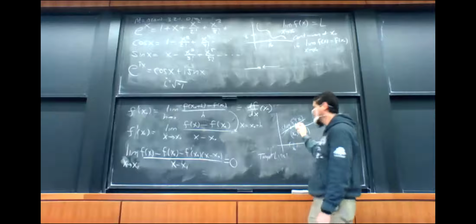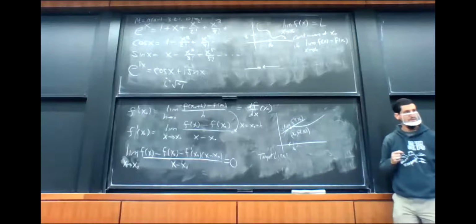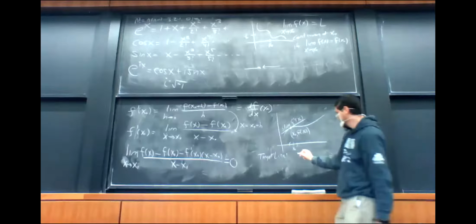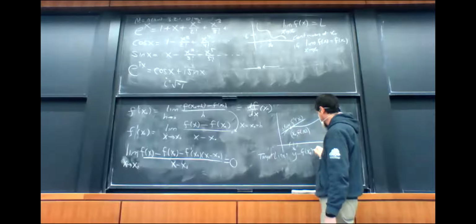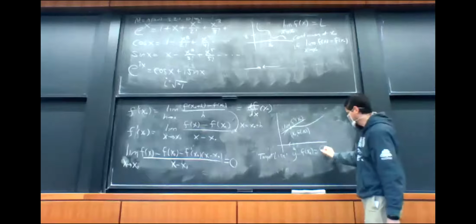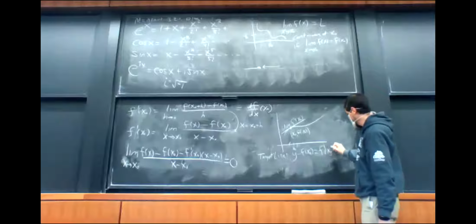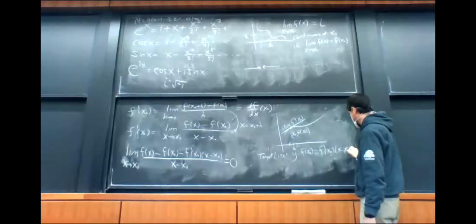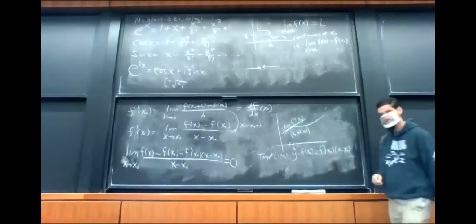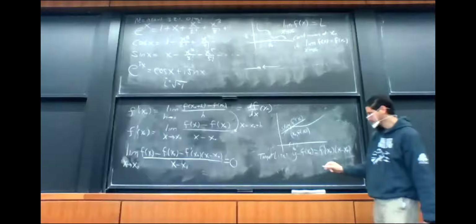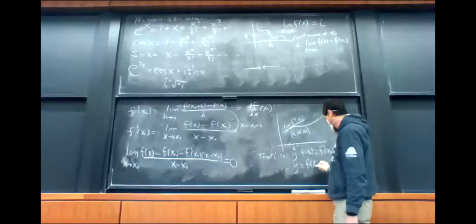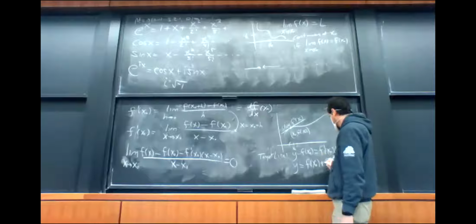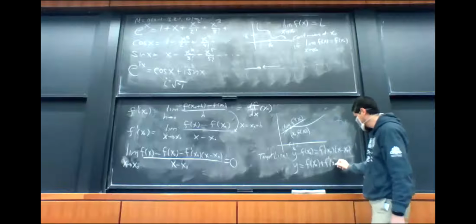Which version do we want to use? What are we given? Point slope. So it would be y minus y naught, which is f of x naught, equals the slope f prime of x naught times x minus x naught. Or equivalently, y is f of x naught plus f prime of x naught times x minus x naught.